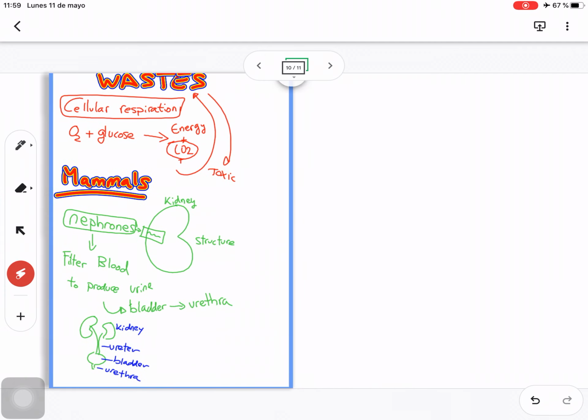So, in a general overview, the mammals use the organs called kidneys, and the structure of the kidneys is an accumulation of nephrons. The utility of the nephron is that they filter the blood to produce urine. The urine is accumulated at the bladder. From the bladder, when it's full, it travels to the urethra, and from the urethra to the toilet.